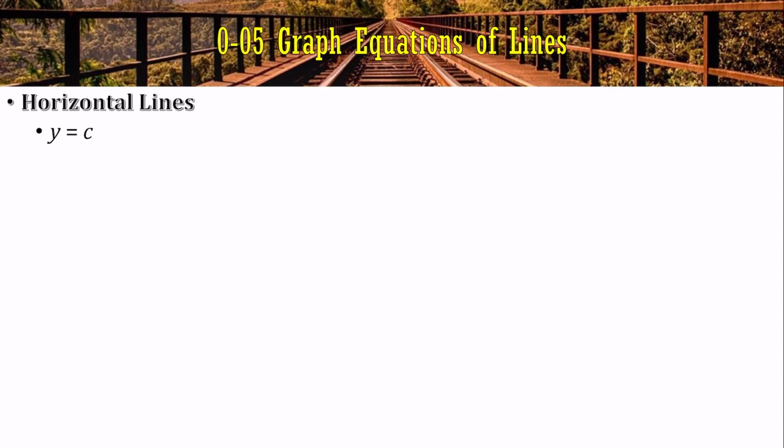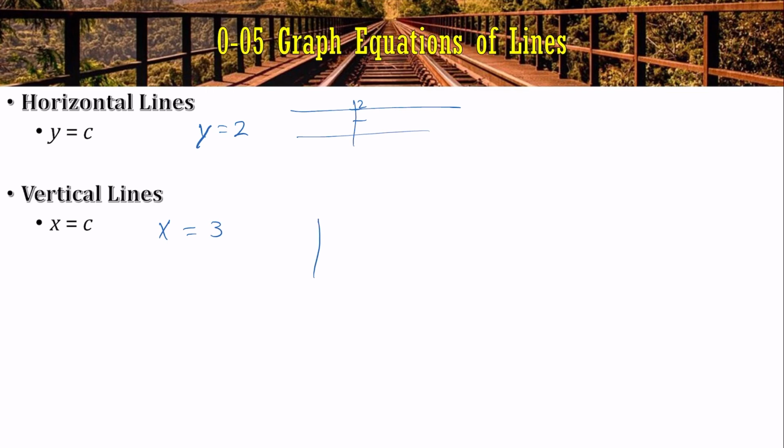Horizontal lines are in the form y equals c, where c is a number, like y equals 2. The horizontal line up here at 2. And vertical lines are in the form x equals c, like x equals 3, which would be a vertical line here at 3.